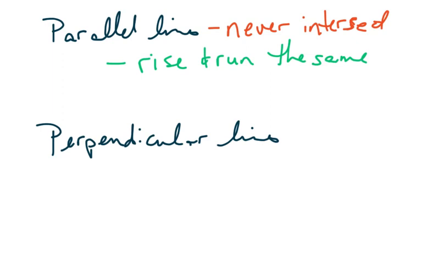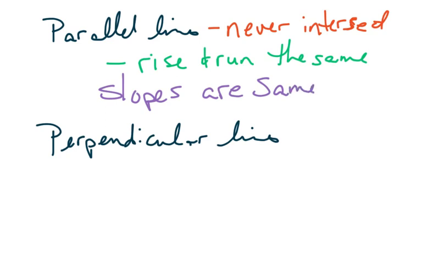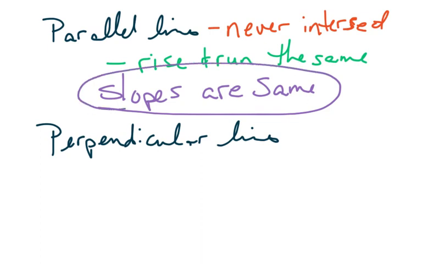That's why they never cross, is they're always rising and running at the same rate, so they're never getting any closer to each other. So in parallel lines, the slopes are the same. So if I said, write the equation of a line that goes through this point and is parallel to this line, we'd have to find the slope of that line and then use that same slope.